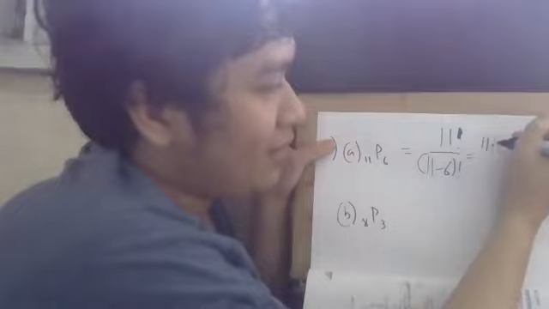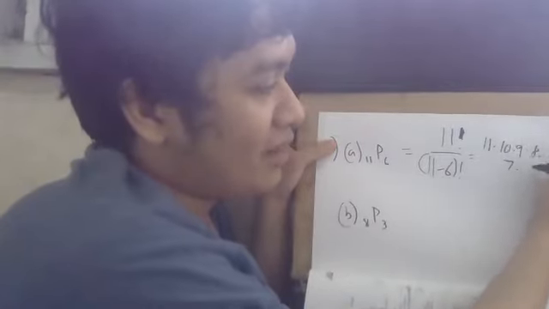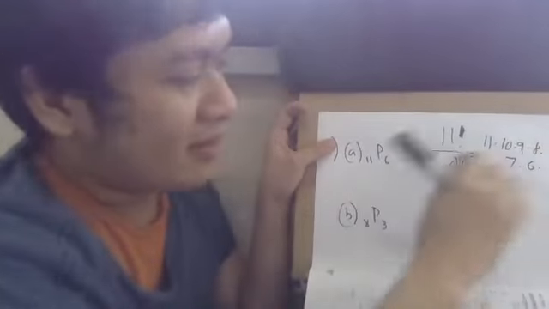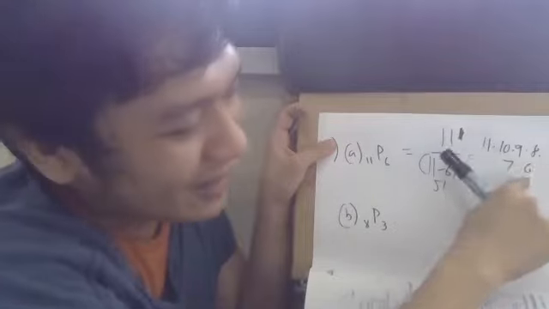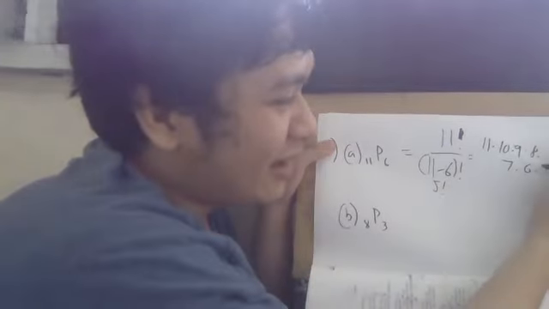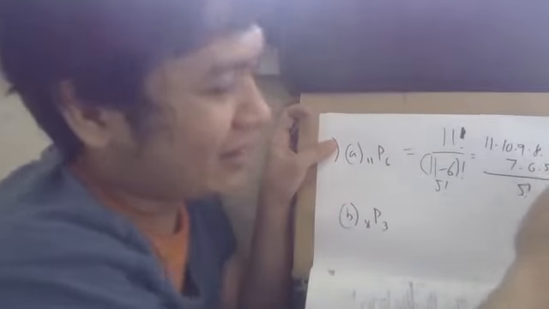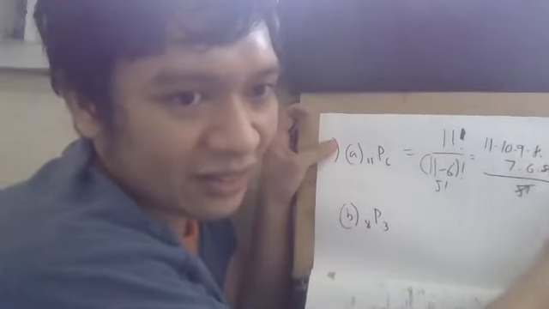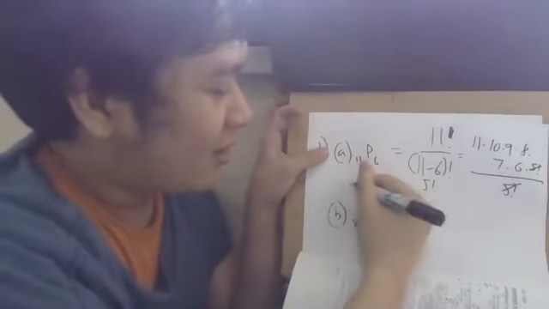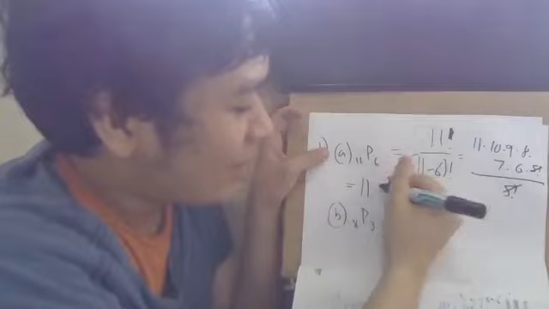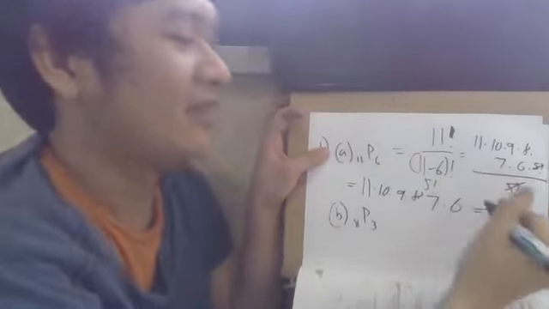Equals, 11 times 10 times 9 times 8 times 7 times 6 times 5 factorial, yung kasunod ng 6, 5, 4, 3, 2, 1, divided by 5 factorial. So, we cancel out the 5 factorial. You're left with 11 times 10 times 9 times 8 times 7 times 6.